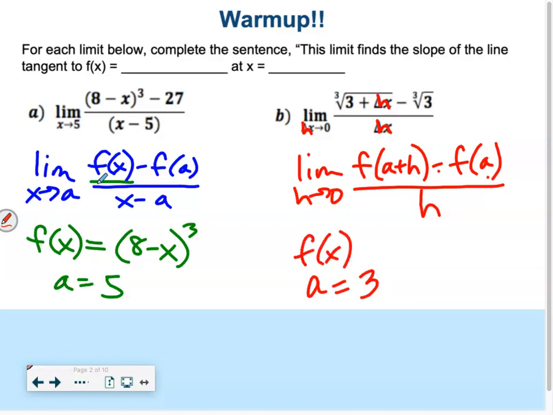F of x, that's the function you're plugging 3 into. So replace the 3 with an x, and you've got your f of x.